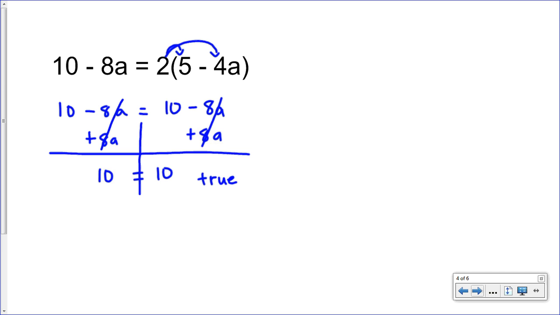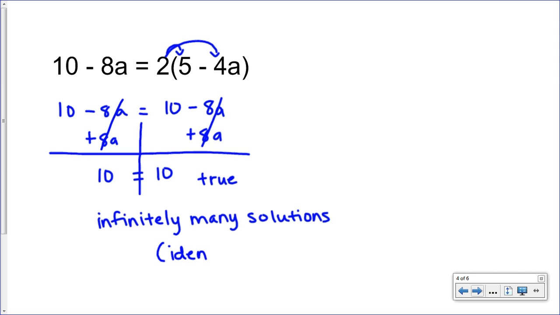So this is a special case, and we say that this solution is infinitely many. This problem has infinitely many solutions. So infinitely many solutions. You'll sometimes see that this is also called an identity.